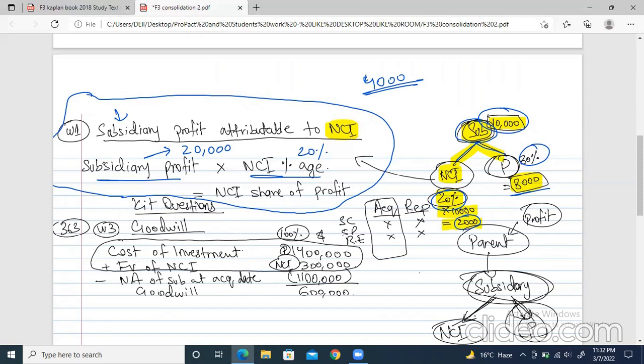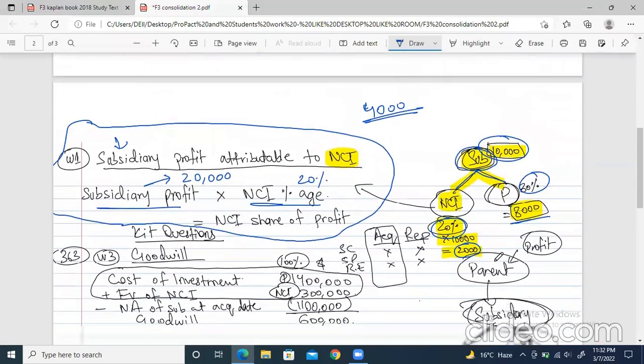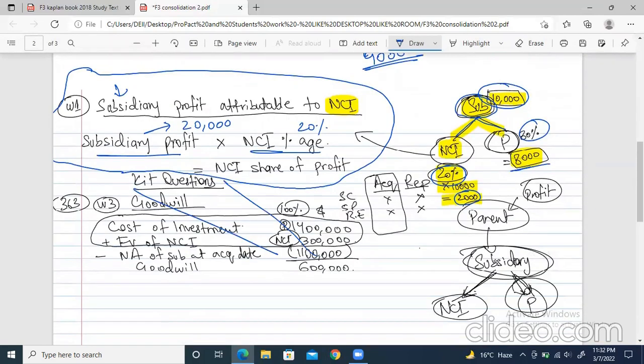Okay. So from this diagram, you can also get this. This is very easy to understand. And over here, it's the same thing. The subsidiary is divided into NCI and parent. And this is yesterday's kit question. Just ignore this. This is just from the last class. Now, over here, this is basically the working two. This is also not relevant.